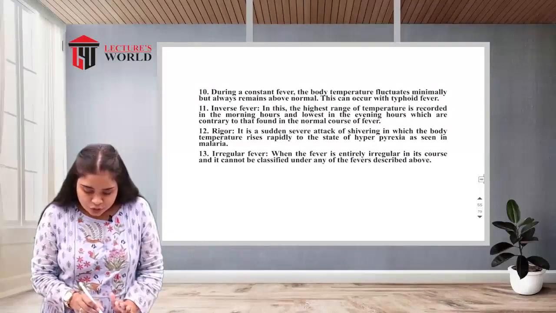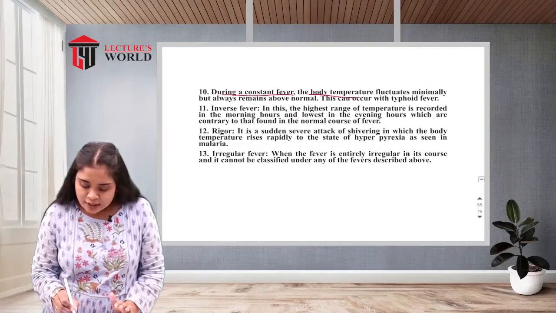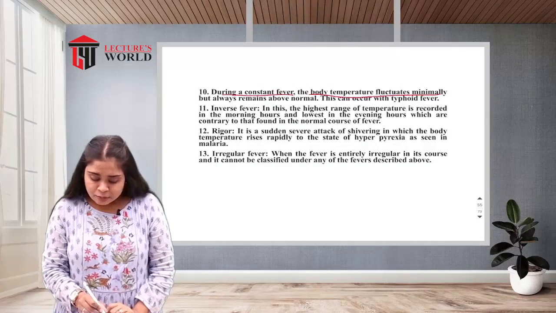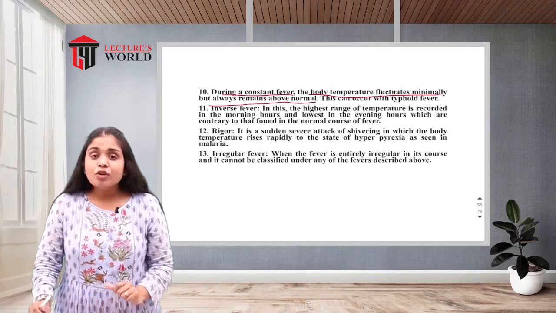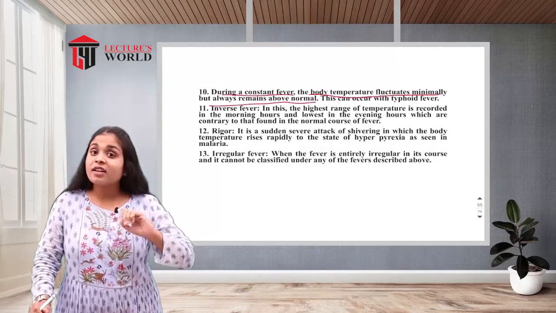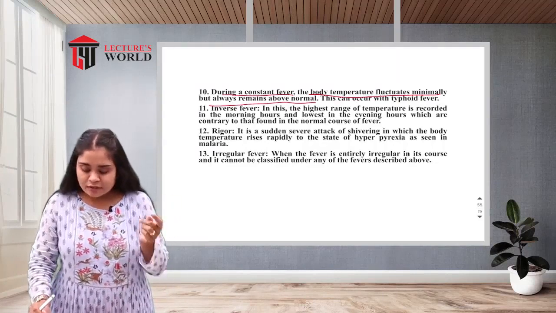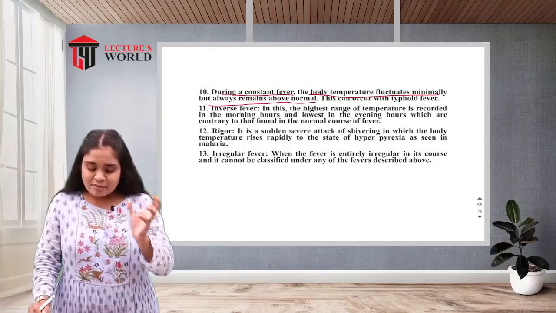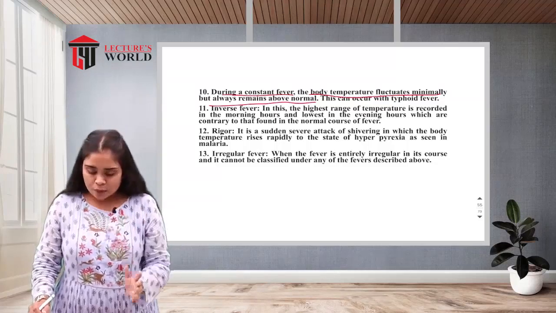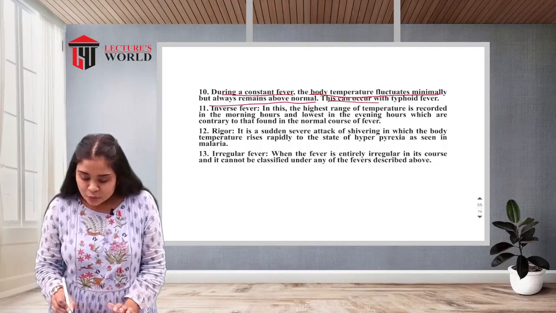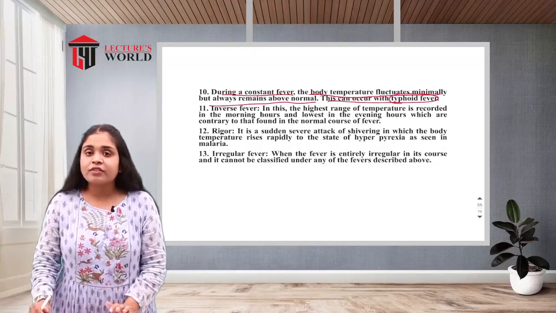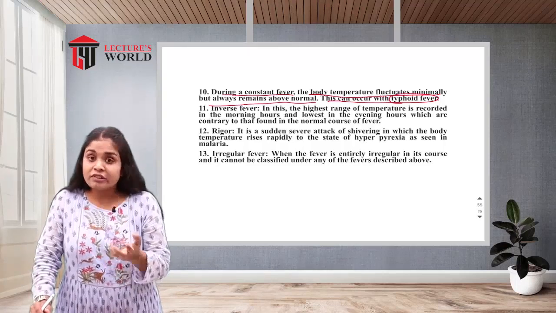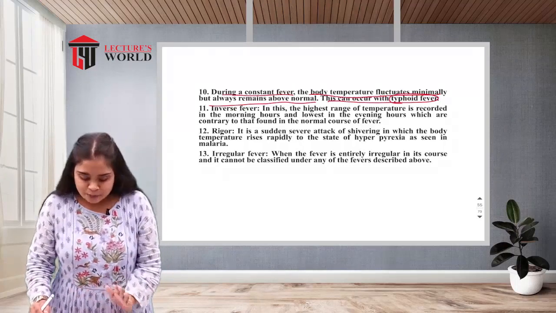Then after that, during a constant fever, the body temperature fluctuates minimally but always remains above the normal. So we are talking about the constant fever. Here the body temperature is going to fluctuate, but it will always remain above the normal. And this occurs with typhoid fever. If the patient is suffering from typhoid, then you can see this kind of pattern of fever or temperature in the patient.